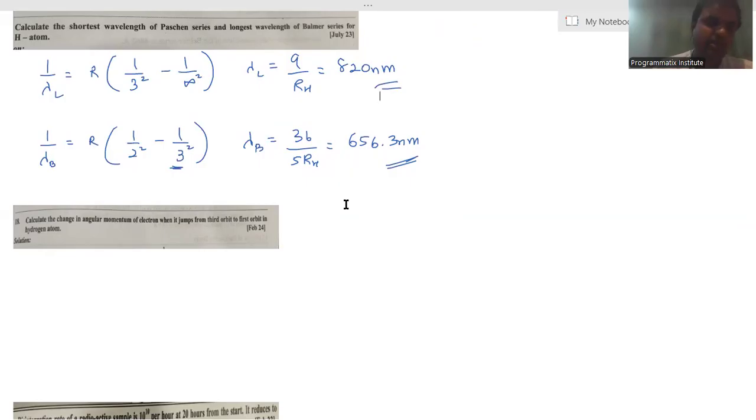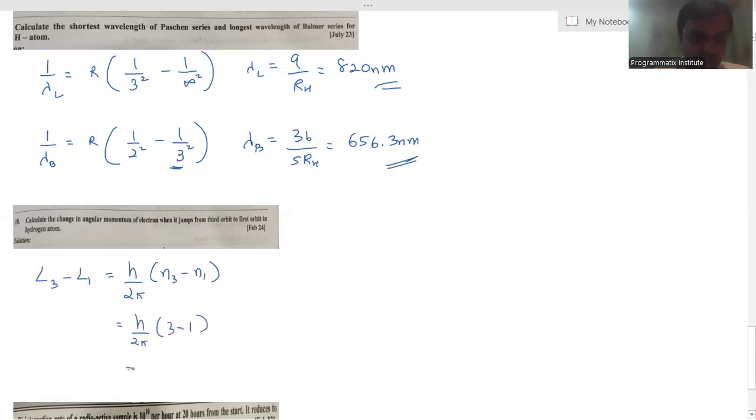That's it. Fine. So the next question is: calculate the change in angular momentum of an electron when it jumps from third orbit to first orbit in a hydrogen atom. Change in angular momentum. The formula for angular momentum we already know from Bohr's second postulate: angular momentum is nh upon 2 pi. So if you want to find the change in angular momentum from third orbit to first orbit, you can simply write nh upon 2 pi. You have to find the difference. So just do n3 minus n1, and all you have to do is h by 2 pi and 3 minus 1, which will be nothing but h by pi.